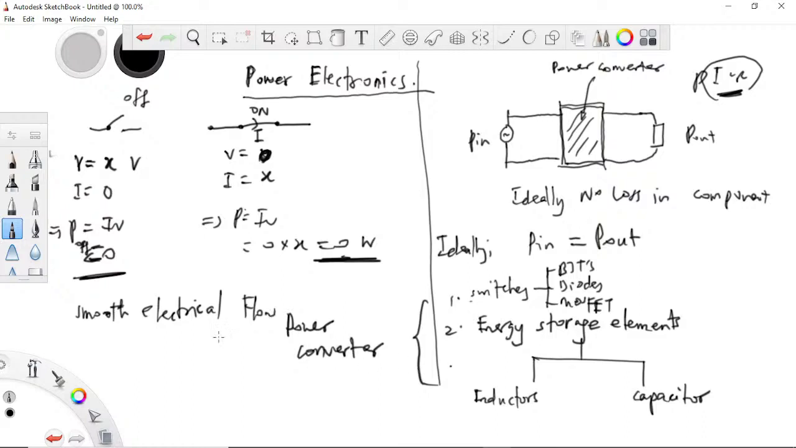Let's move on. So, smooth electrical flow. We want to ensure smooth electrical flow. That is why we are using these energy storage elements.